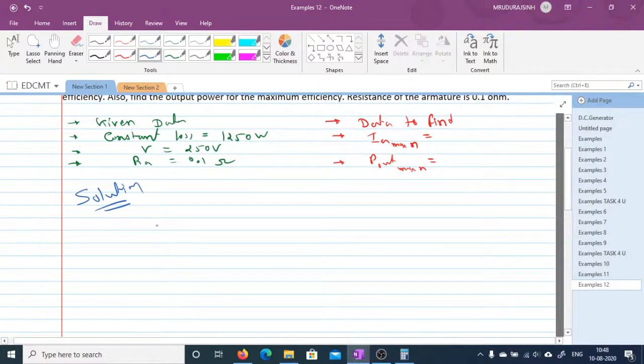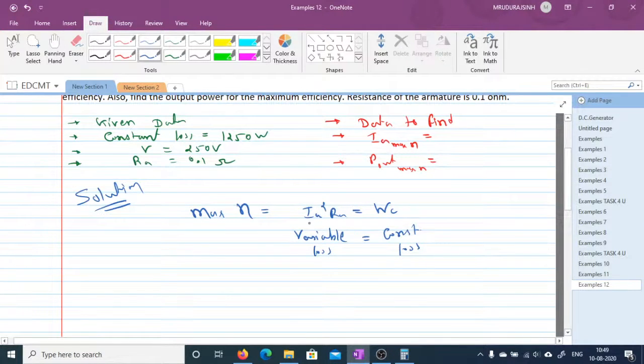So now we have the maximum efficiency equation, and the equation for maximum efficiency is IA square RA is equal to WC, or the same thing we can write as variable loss of machine is equal to constant loss of machine. So this is the equation for maximum efficiency.